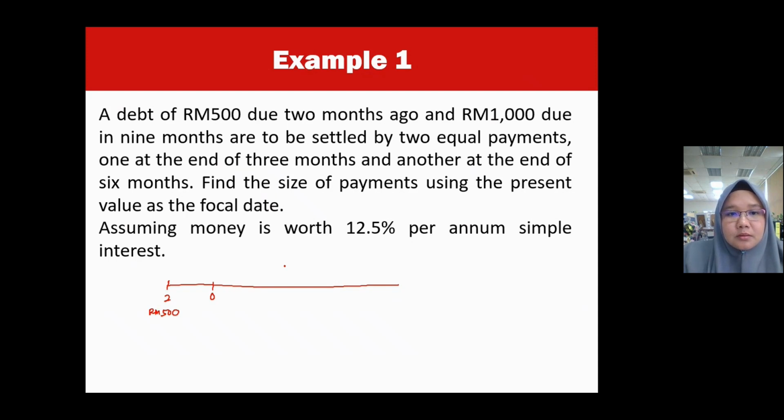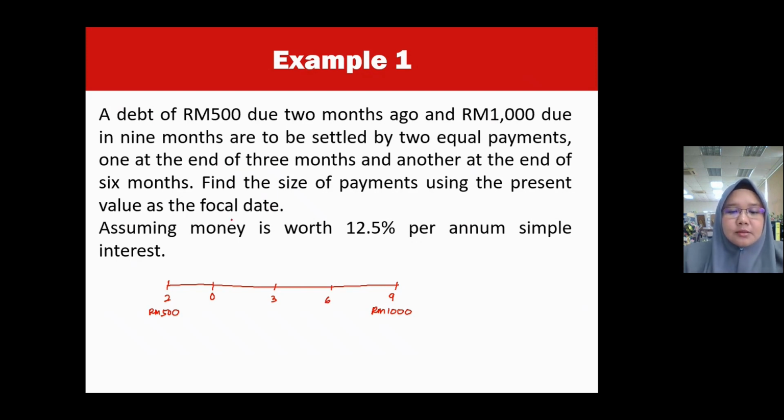And then we have another debt that will be due in 9 months, and the value is 1,000. And we want to settle in 2 equal payments. First, at the end of 3 months, and the second at the end of 6 months.